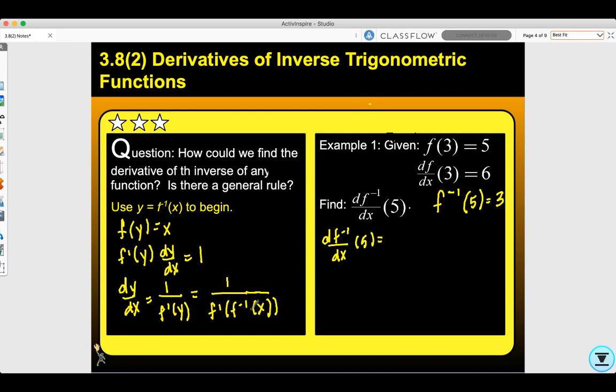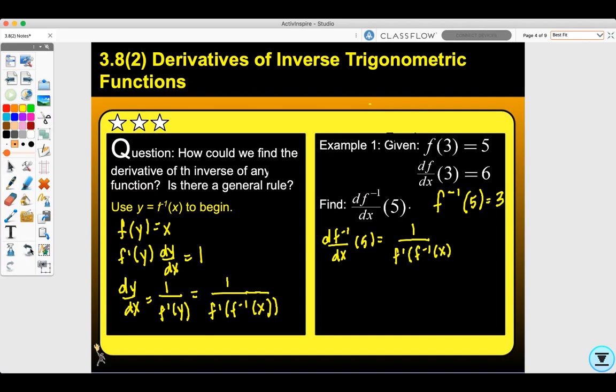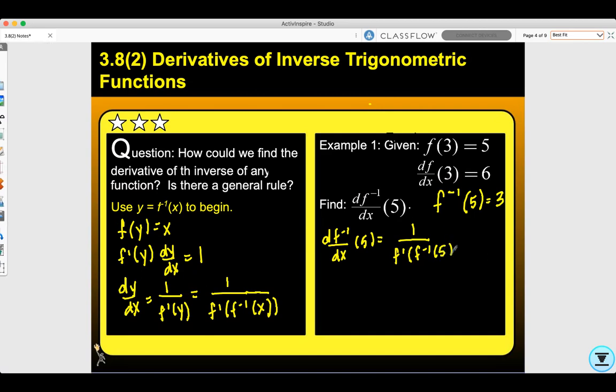So using my formula I found over here, I would have 1 over f prime of f inverse of x, or instead of x, 5. This would give me 1 over f prime of 3. And it's told us right here the derivative of f at 3 is 6. So then my answer would just be 1/6.